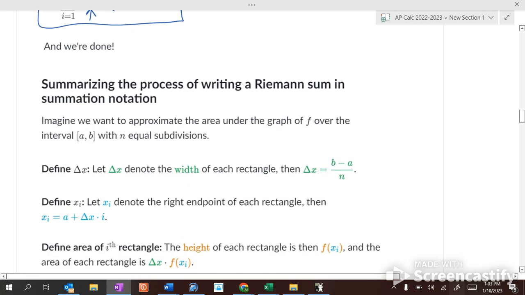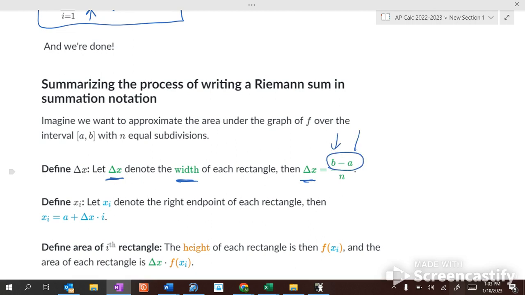So, the process. What we have to do is find the width, the change in x. To find the change in x, we take the end point and the first point and divide by the number of rectangles we use. The furthest right point minus the furthest left point, divided by the number of rectangles we use, gives us the width.